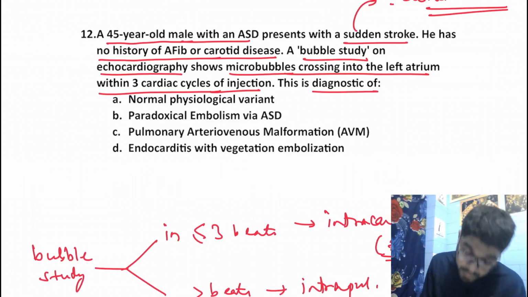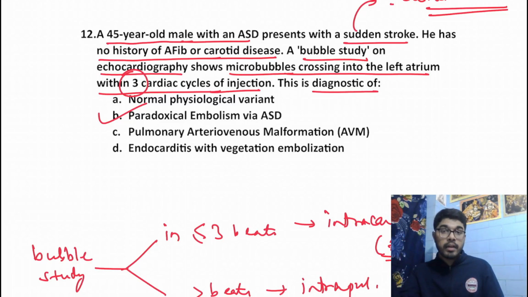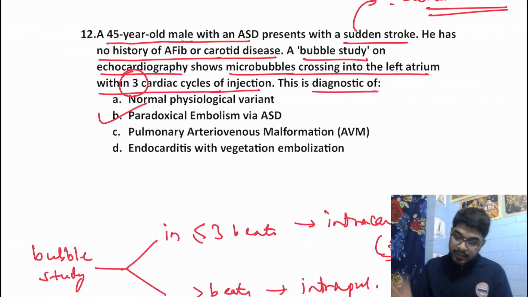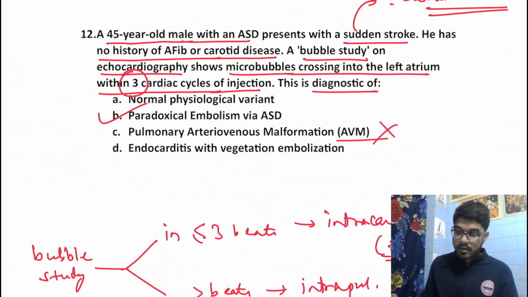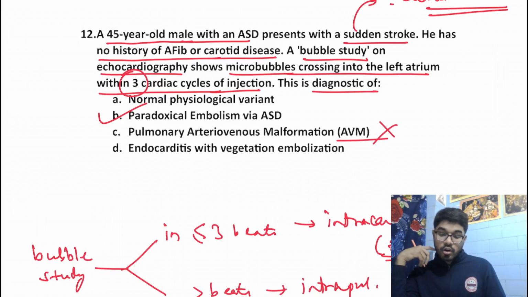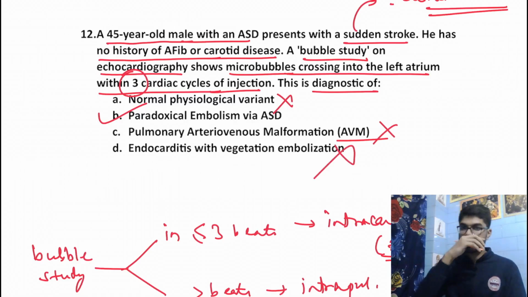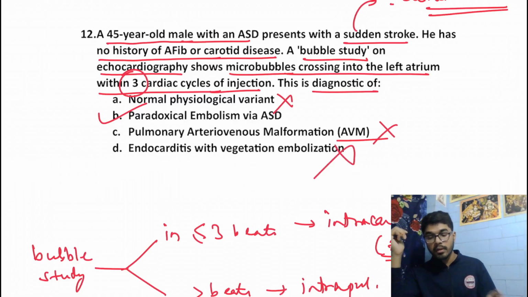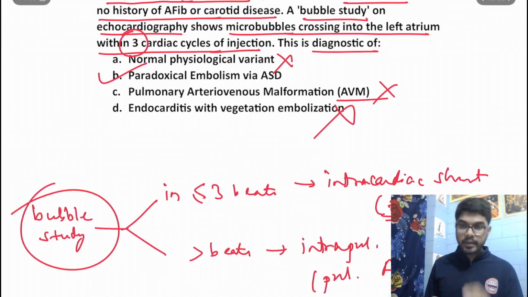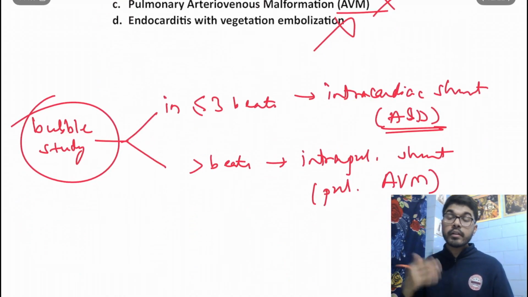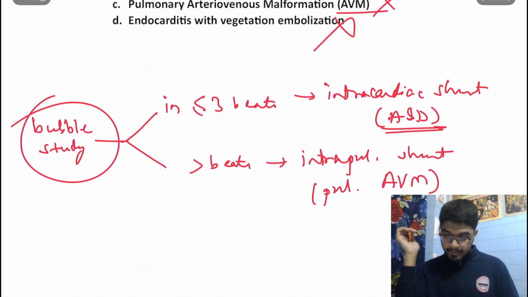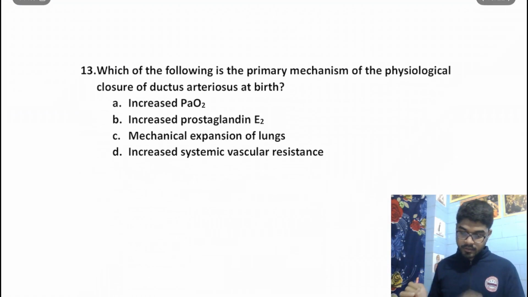Now if we have a look, yes, the bubble is crossing into the left atrium, and within 3 cycles. So the answer should be option B, paradoxical embolism via ASD. Had it been more than 3 cycles, the answer would have been pulmonary AVM. Normal physiological variant is not the answer, because normally the microbubbles do not cross into the left atrium. Endocarditis with vegetation embolization is completely out of the picture, as we do not require a bubble test to diagnose it. This is all we need to know about the bubble study: less than 3 beats or more than 3 beats, whether it is an intracardiac or intrapulmonary shunt. Moving on to the next question.